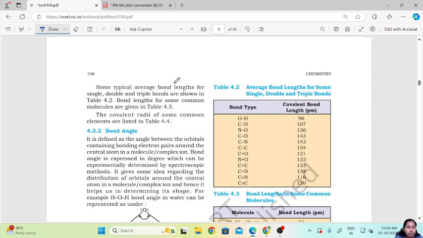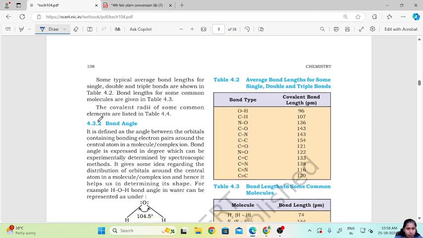Now some typical average bond lengths for single, double and triple bonds are shown in table 4.2. Here there is the bond length of some simple single, double and triple bond molecules. What are their bond lengths?